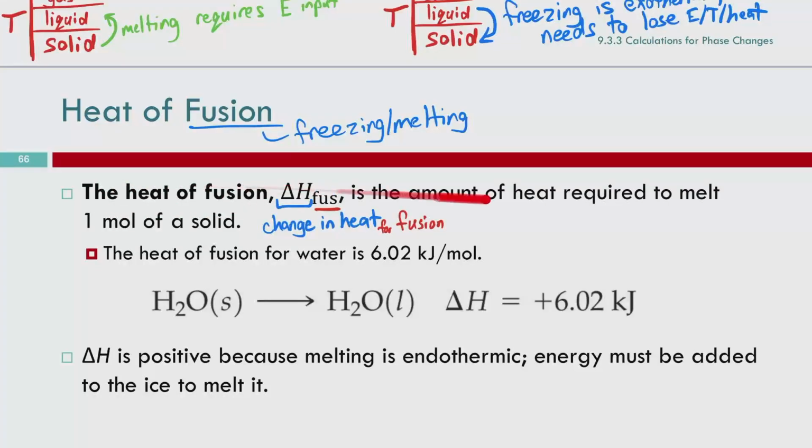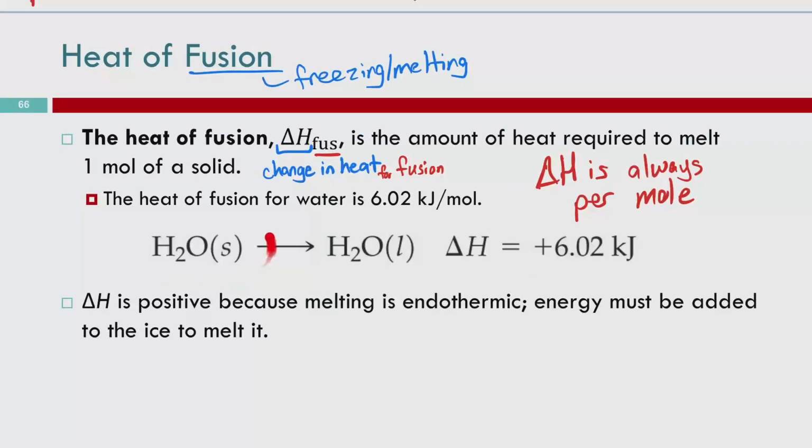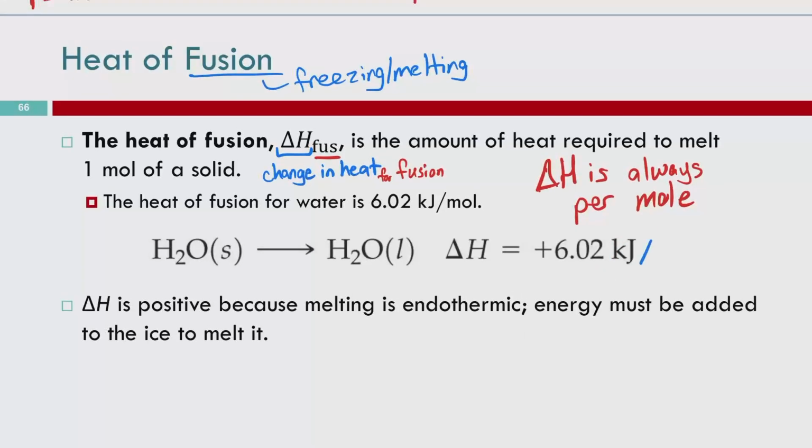The heat of fusion is the amount of heat required to melt 1 mole of a solid. It's always going to be per mole. And we can show this as a reaction. We're going from a solid to a liquid, and our delta H, our change in heat, is we add in 6.02 kilojoules per mole.